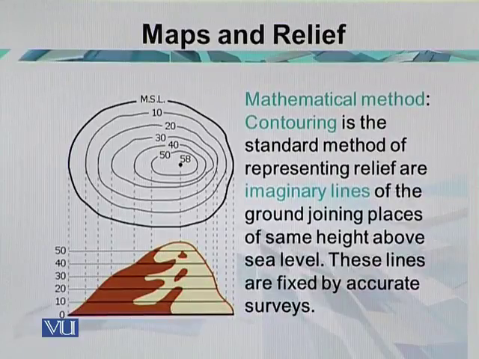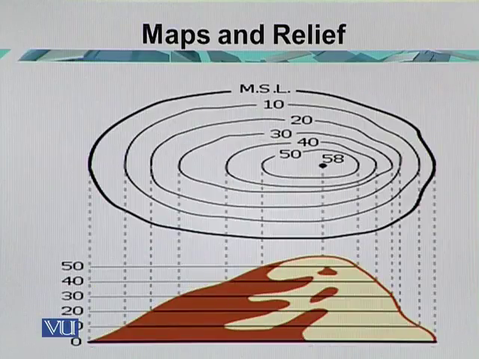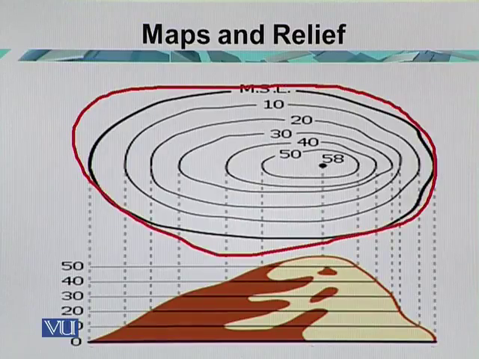Contouring is the standard method of representing relief, using imaginary lines on the ground joining places of the same height above sea level. These lines are fixed by accurate surveys. All the lines which are in circles are called contours. These are circles joining places of the same height, but every contour starts from mean sea level. The second circle is higher than the previous one. It has a height of 10 feet, then 20 feet above sea level, 30, 40, 50, and 58 is the highest point of the area.